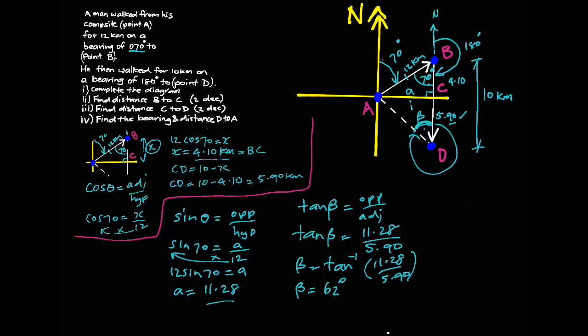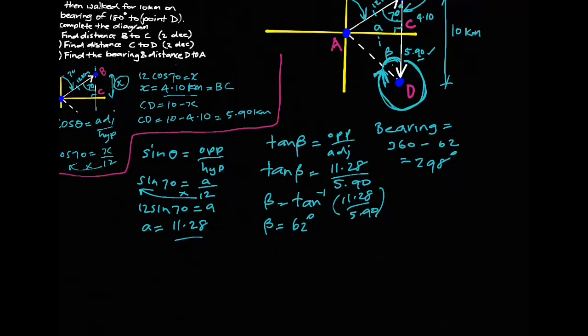Now that's not the end, that's not the bearing yet. So remember, we want this large angle as our bearing. So what we do know is that the angle of a full circle is 360. So the bearing that we're looking for, this large angle, must be 360 minus beta. So the bearing equals 360 minus 62 equals 298 degrees.